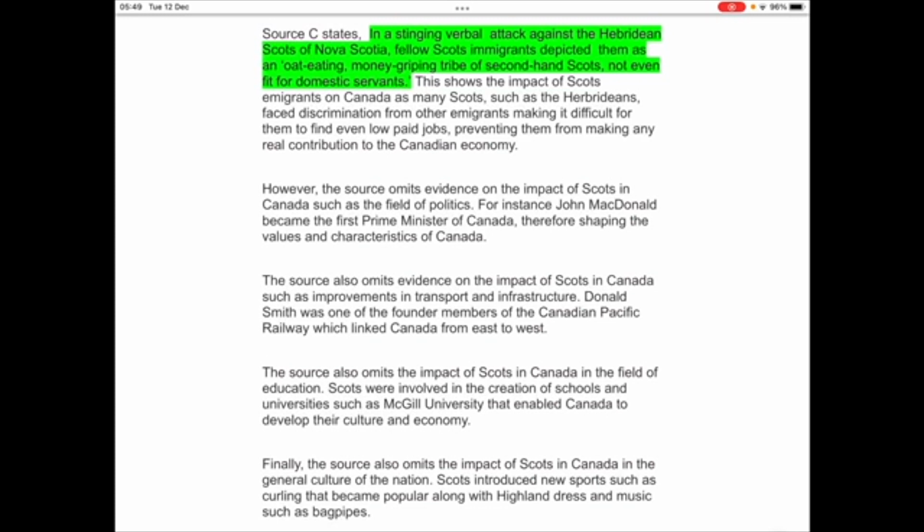So like I said before, this is obviously focusing on Canada. Because it's focusing on a single country, I am able to talk about any theme. In my first omission point, I've talked about the impact of Scots in politics. The second one looks at the improvements we made in transport and infrastructure, and also education, and then finally culture. As you can see, it's very important that you include the examples that we've been looking at. So talk about the Canadian Pacific Railway, and talk about our role in creating schools and universities to help develop the Canadian economy and their culture. So it's really important that you do use your examples in your answer.